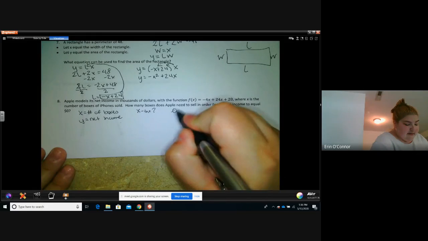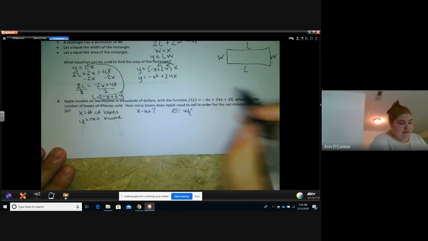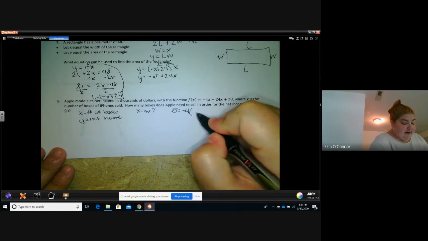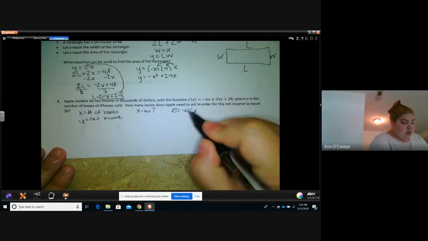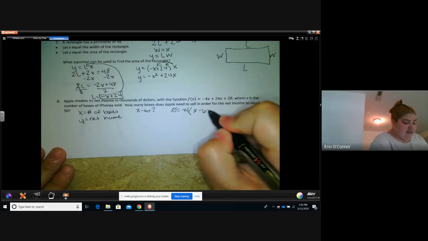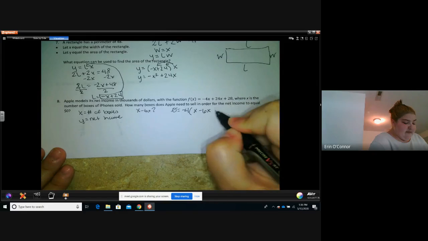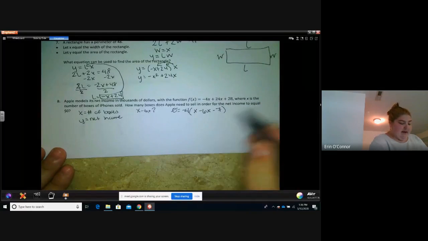So we're going to get 0 equal to negative 4. I'm taking out negative 4. Negative 4 divided by negative 4 is 1. So we have x squared. 24 divided by negative 4 is negative 6x. 28 divided by negative 4 is negative 7. Now we can factor this.